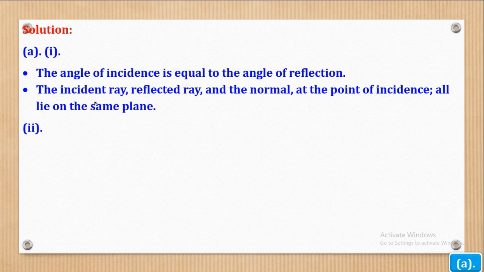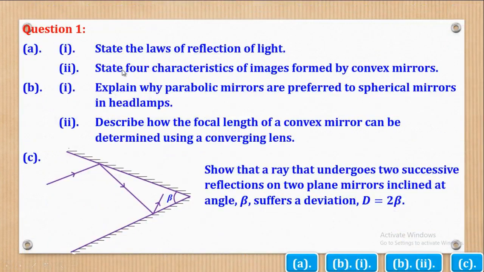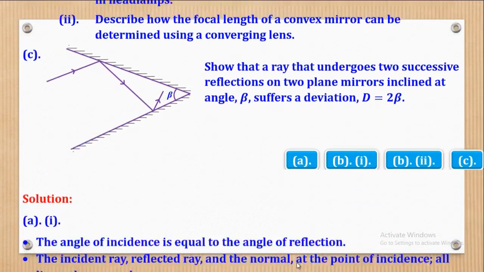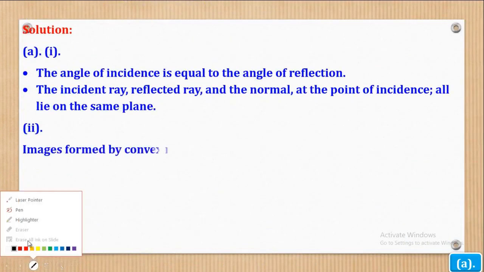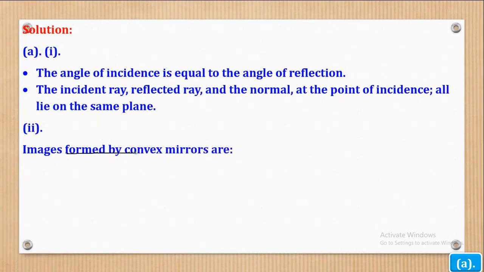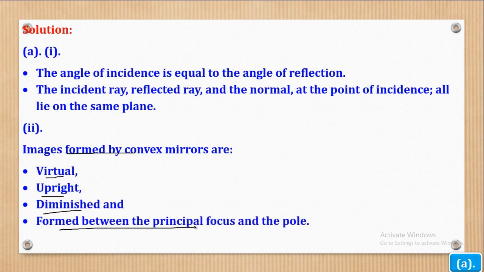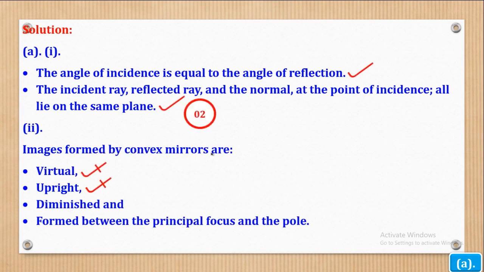Now we shall go to Roman 2. Roman 2 said, state 4 characteristics of images formed by convex mirrors. So your common answer is that the images formed by convex mirrors are 1. Virtual, 2. Upright, 3. Diminished, and 4. Formed between the principal focus and the pole of the mirror. So here 1 mark for each law, half a mark for each characteristic.